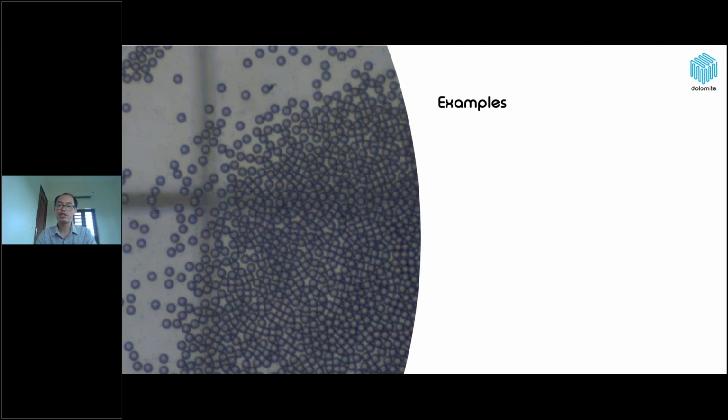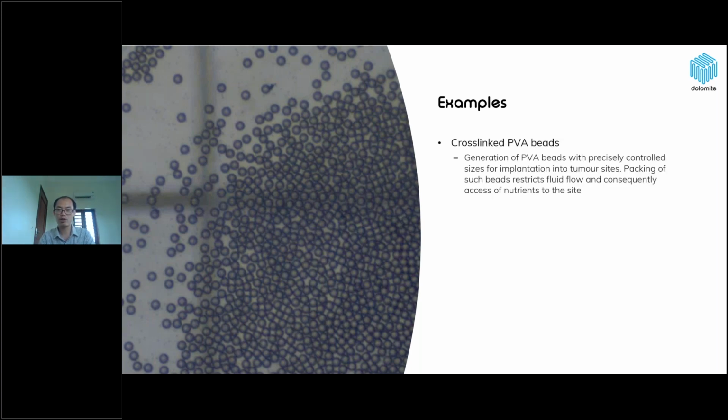So here is some example of polymer bead production by microfluidic methods. We have cross-linked PVA beads, with generation of the PVA beads at a precisely controlled size for implantation into a thermosite. The packing of such beads restricts fluid flow and consequently access of nutrients to the site.